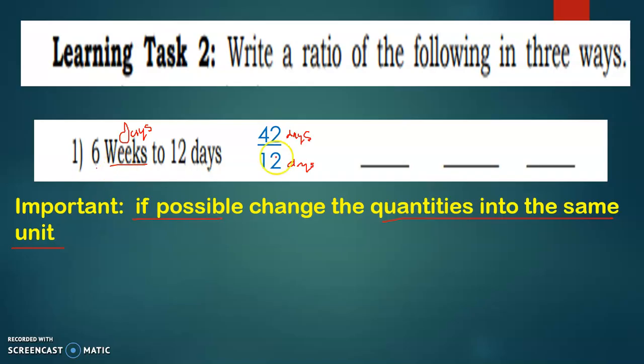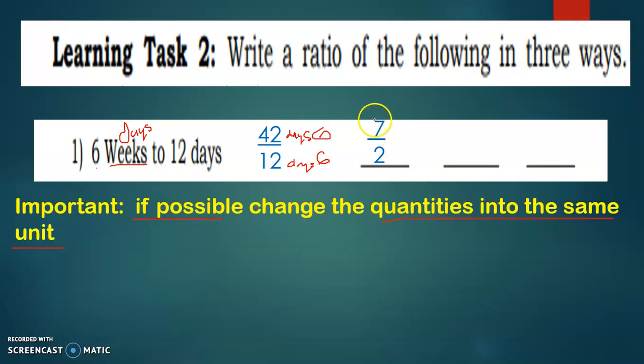Okay. So, ngayong magkaparehas na sila ng unit, pwede mo na ngayong i-lowest term yan. Kuhanin natin yung greatest common factor ng dalawa, 42 is to 12. Kaya naman, the ratio now in lowest term is just 7 is to 2. Paano na ginuha? Dinivide natin yung dalawa sa kanilang greatest common factor na 6. 42 divided by 6 is 7, and then 12 divided by 6 is 2.